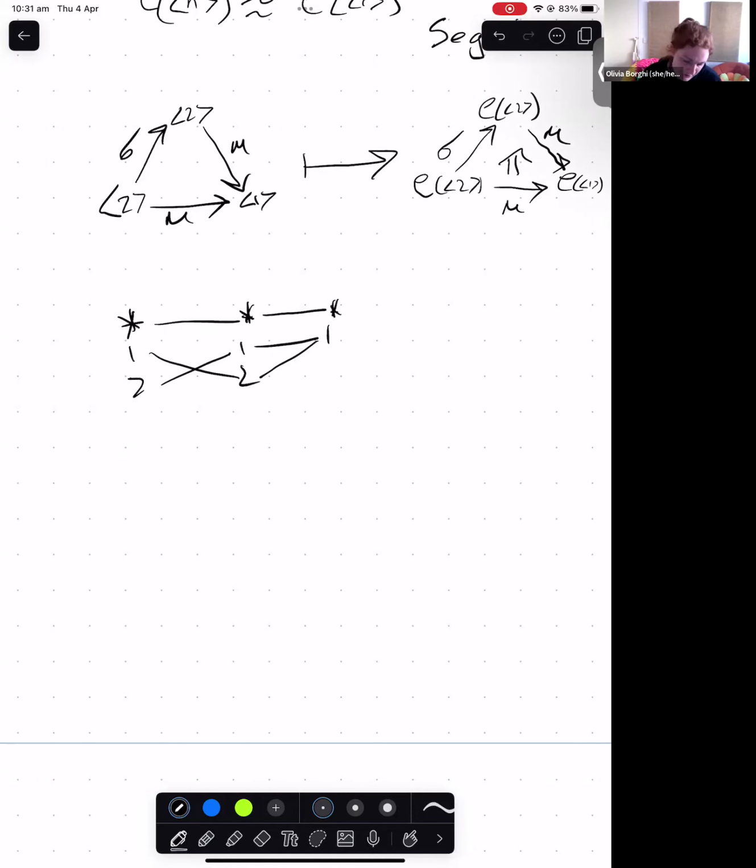But instead, we're going to do something a little strange. Olivia? Yeah. Just to clarify, do you want that 2-cell to be invertible, or do you allow any natural transformation there? It is, in this case, invertible.